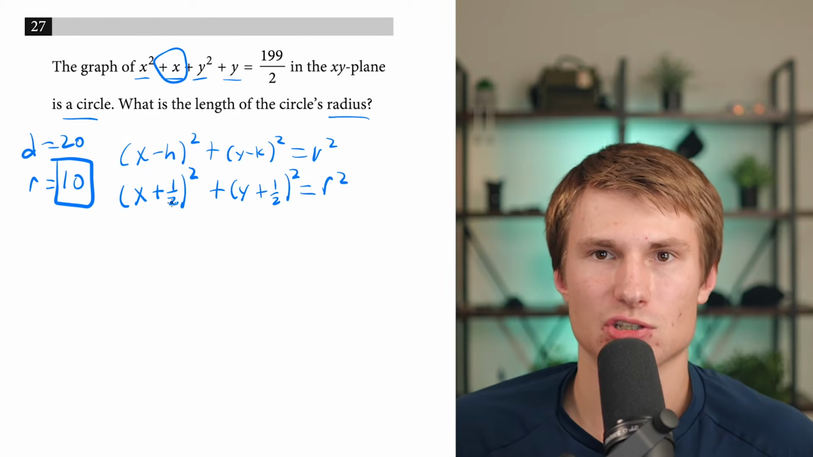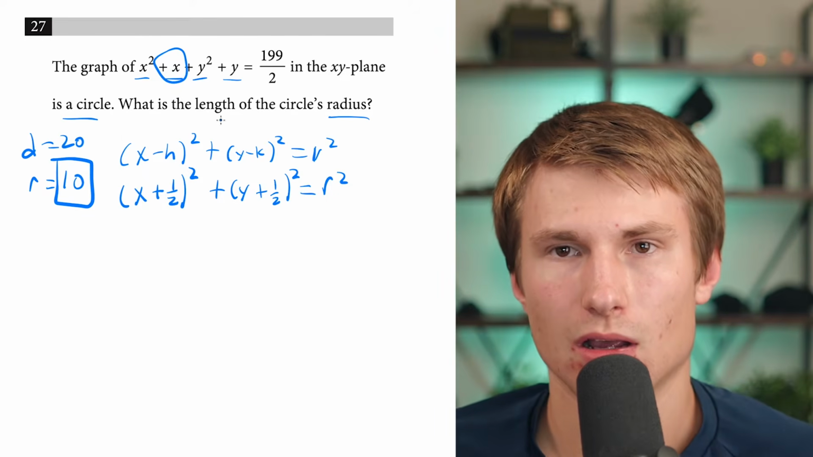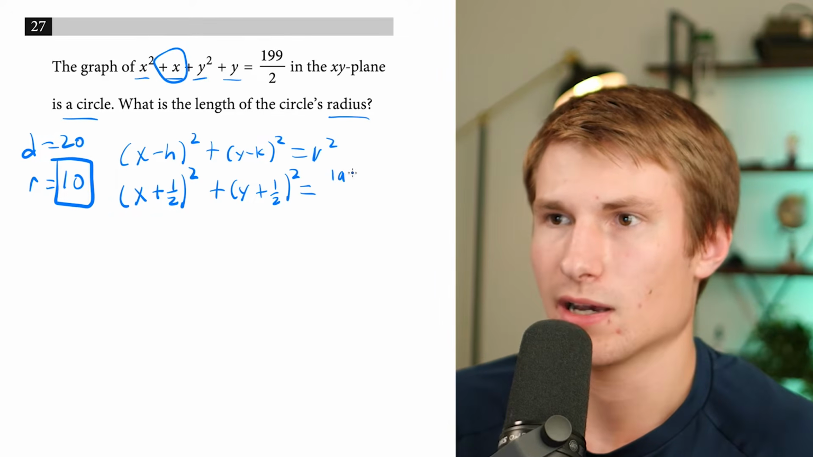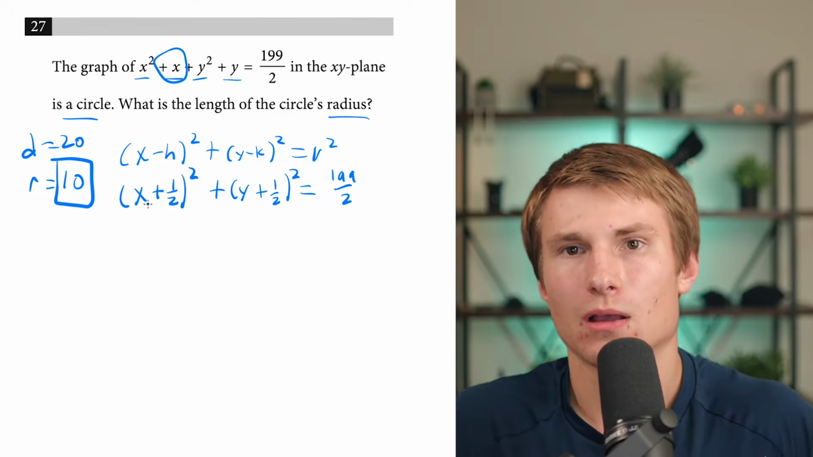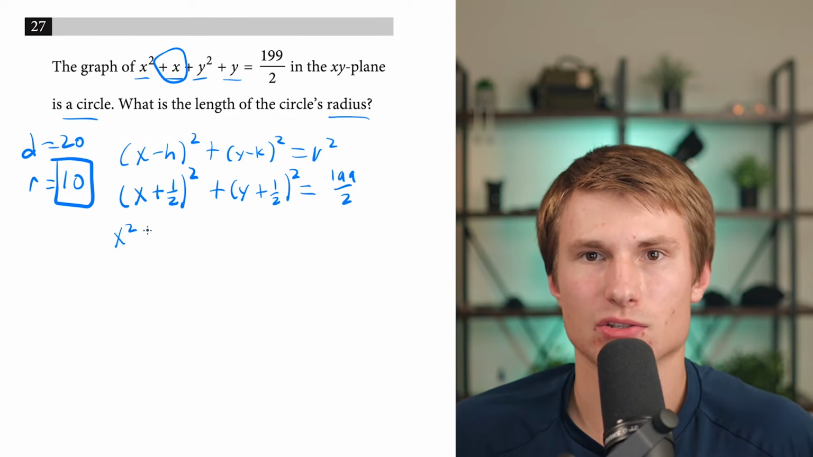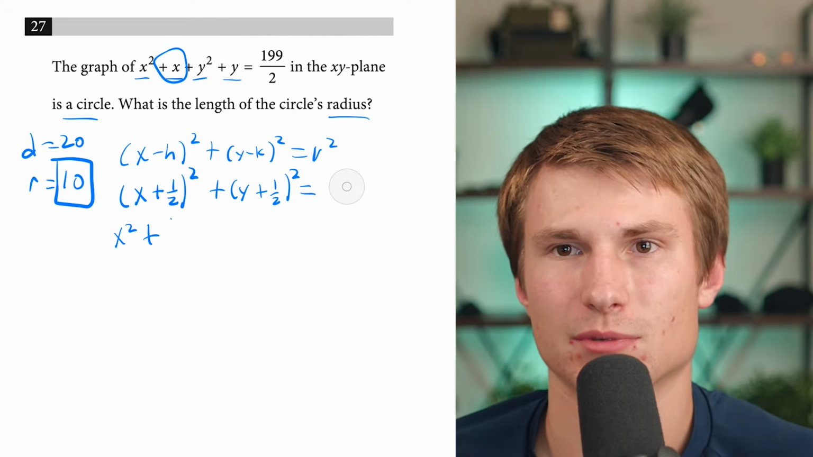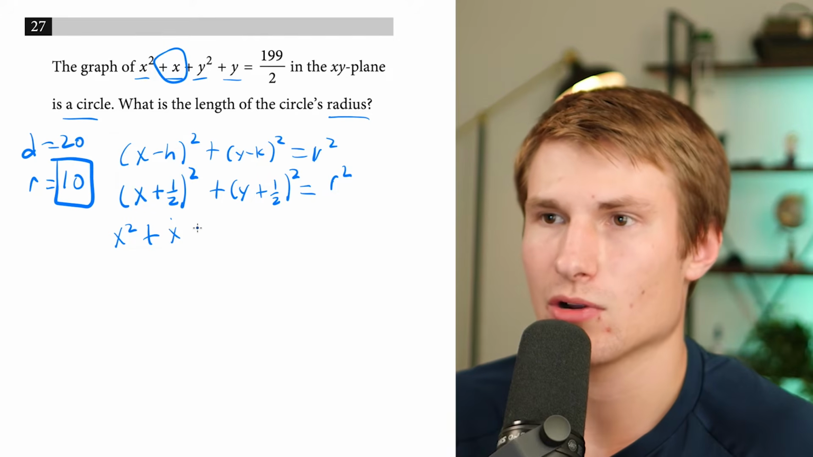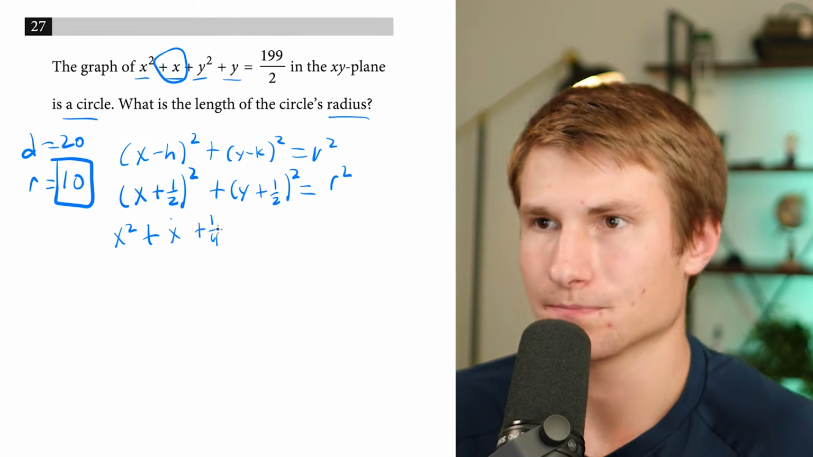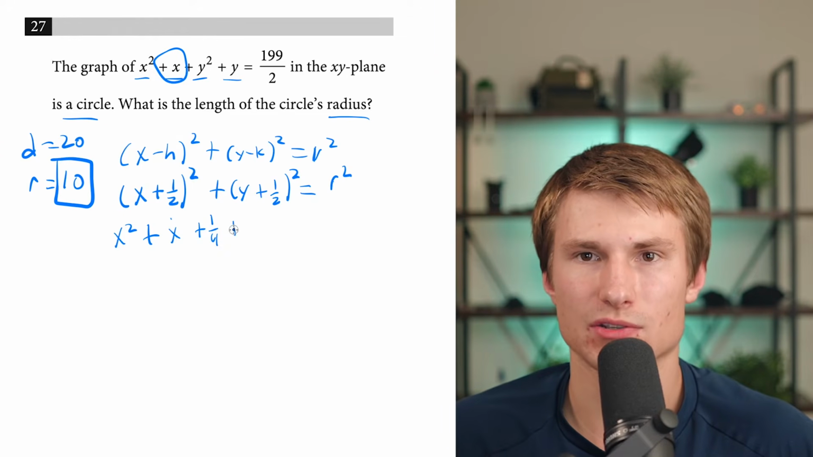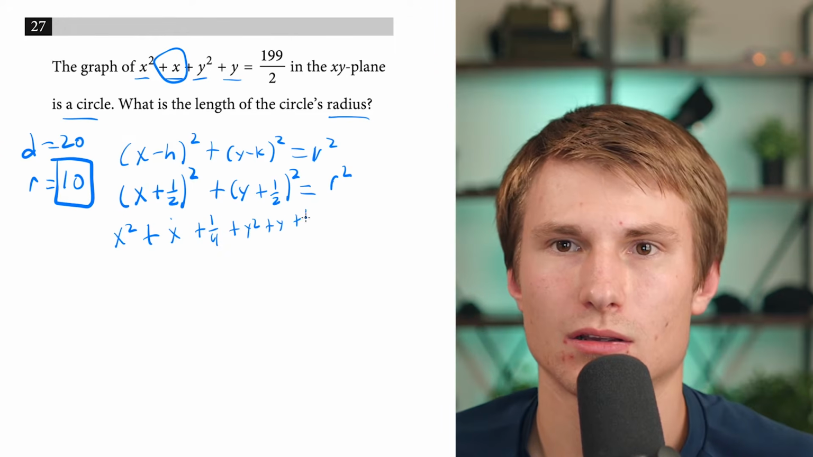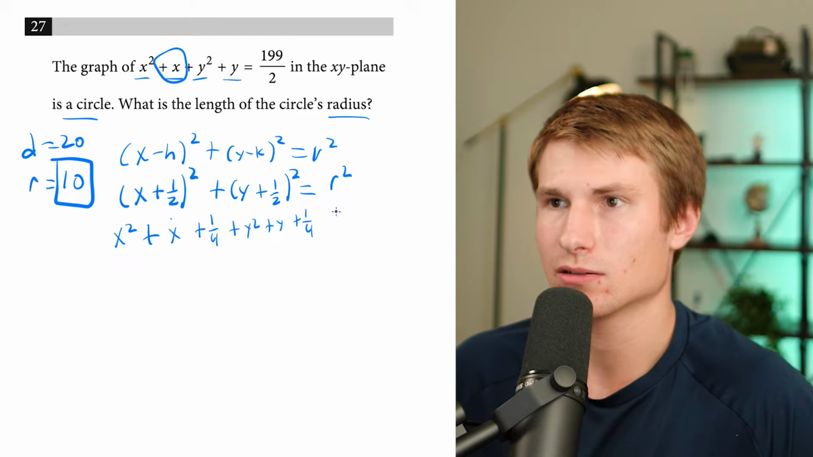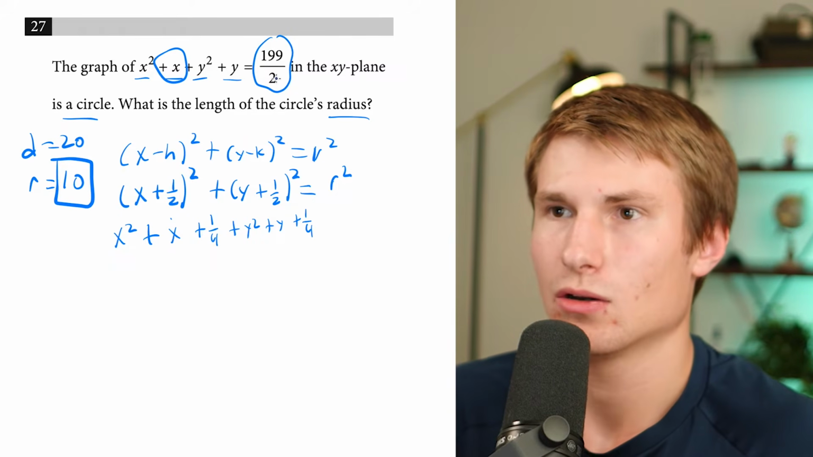Now, obviously, I just changed how this is written. And so because I changed how it's written, let me actually go ahead and write this out as 199 over 2. This, if I expand it out, is going to be x squared plus x, and then that would also be a plus 1/4. And then over here for our y, we'd also have that plus y squared plus y plus 1/4. So we would also need to add 1/4 to this 199 over 2 as well.